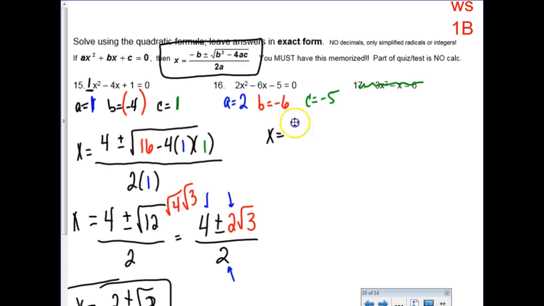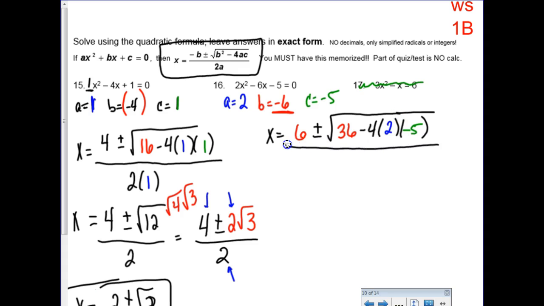All right, so x equals the opposite of b. So the opposite of this b term would be a positive 6. Plus and minus the square root of. Instead of writing negative 6 squared, I'm just going to write down positive 36. Minus 4 times a, which is 2, times c, which is negative 5. And then all of that math is being divided by 2 times a. So in our case, that'd be 2 times 2.